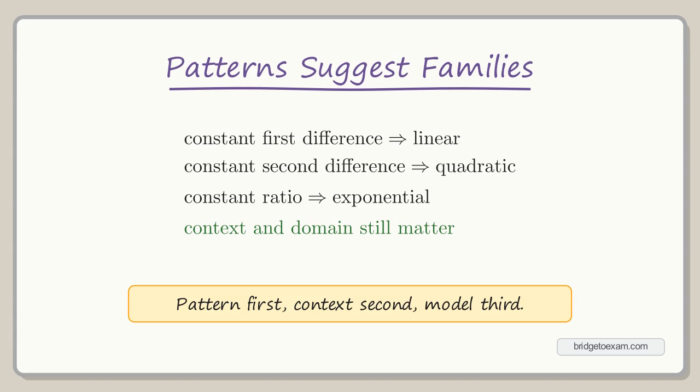Constant first differences suggest linear models. Constant second differences suggest quadratics. Constant ratios suggest exponentials.